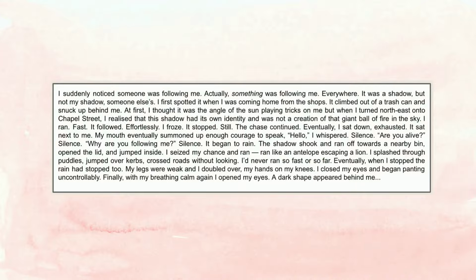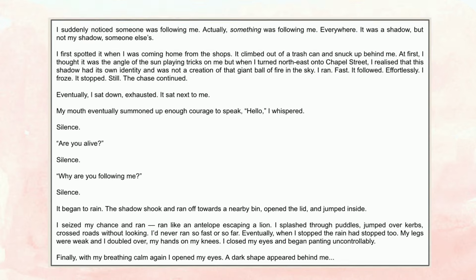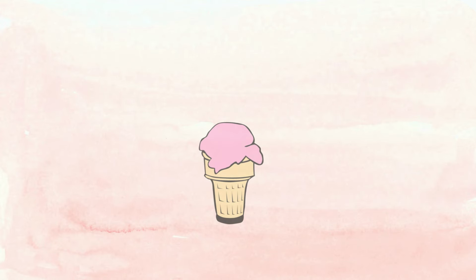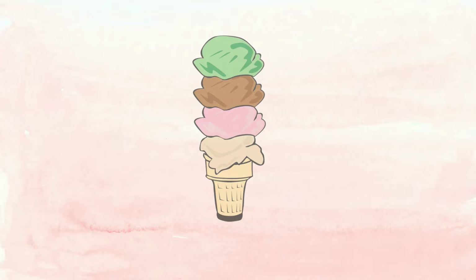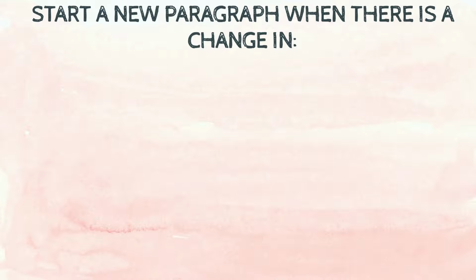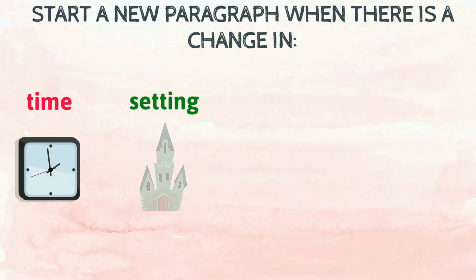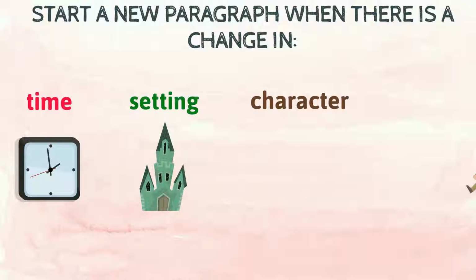Make your story writing easier to read, easier to understand, and more appealing by organising it into paragraphs. Remember, start a new paragraph when there is a change in time, there is a change in setting, there is a change in character, and there is a change in speaker.